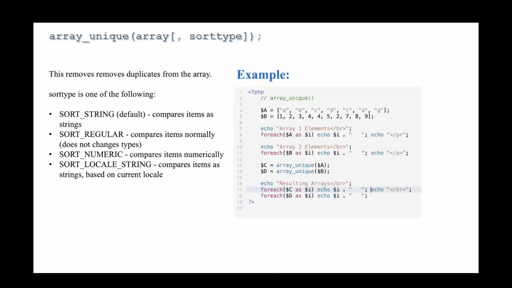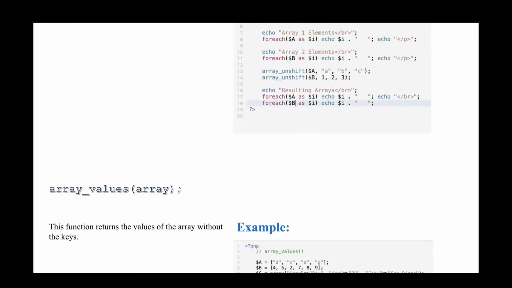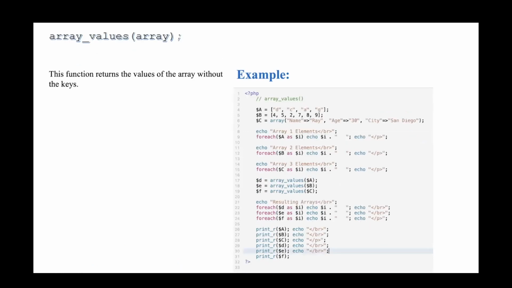Unique removes duplicates from an array. You can see how potentially cool this can be. How many duplicates are there and you're not sure about them? This is one quick way of getting rid of your duplicates. Unshift inserts new elements to an array. The new array values will be inserted at the beginning of the array as opposed to at the end of the array. The array values function returns the values of an array without the keys.